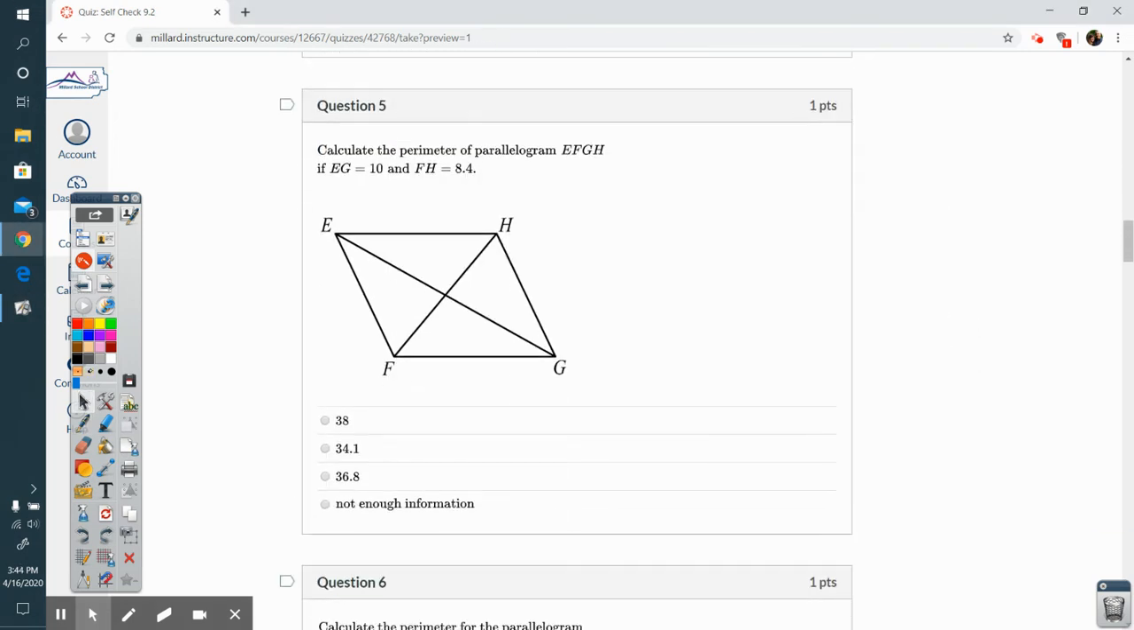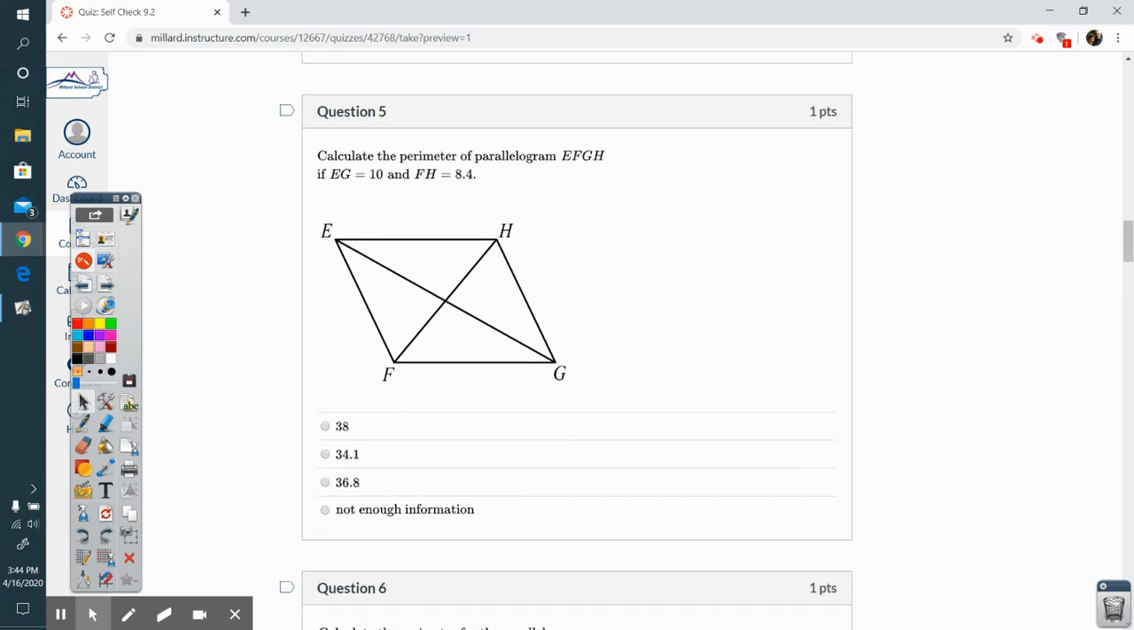Okay, perimeter. Can we calculate the perimeter when we're given the diagonals? No. So there's not enough information right here. You cannot calculate perimeter. If it was area, we could do it. You can't do the perimeter when you're only given the diagonals.